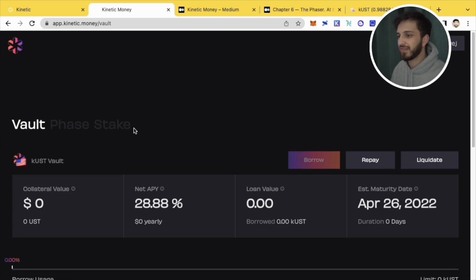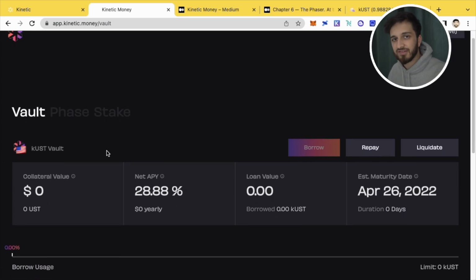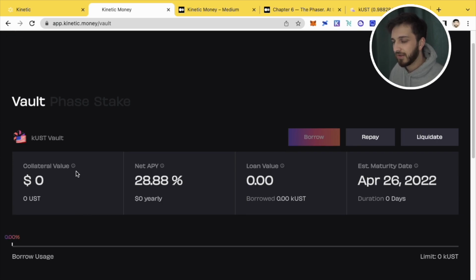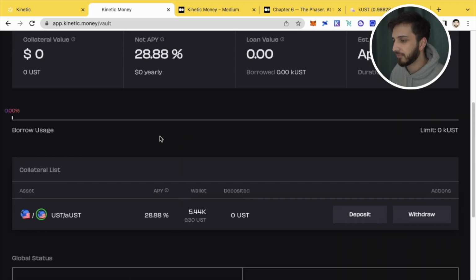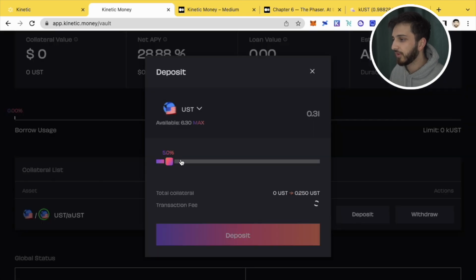So let's start with the main thing, the vault. The vault is essentially where you can deposit your collateral and borrow KUST against it. You can see that currently I haven't got any collateral in this wallet. I do have some in my other wallet, but in this I don't, so I can't really show you over here. But essentially what you would do is click deposit. Now they don't have a deposit button available at the moment. Here it is. Deposit.